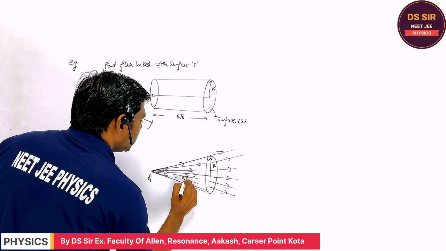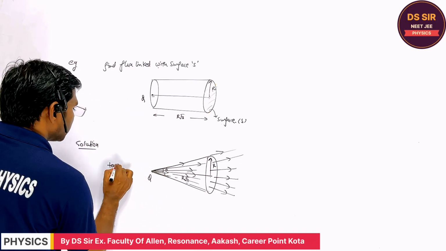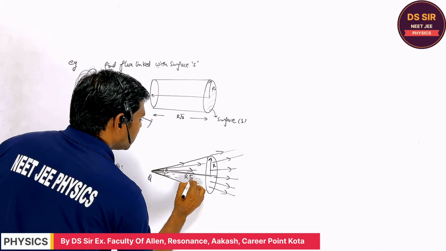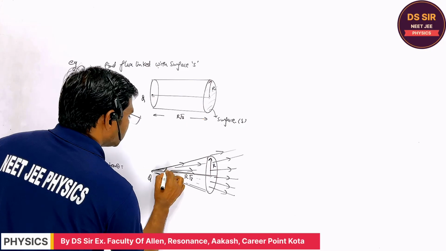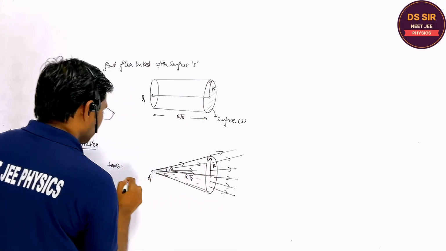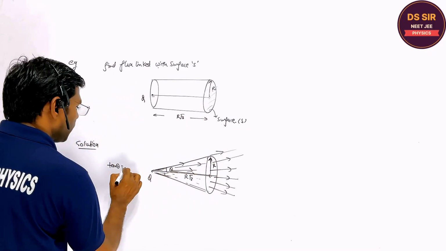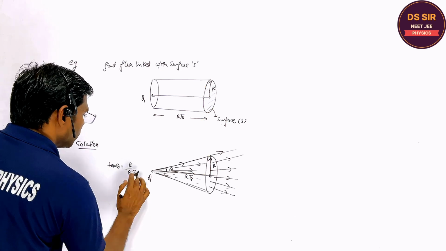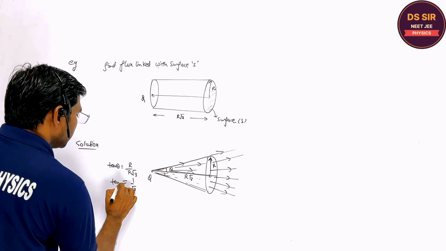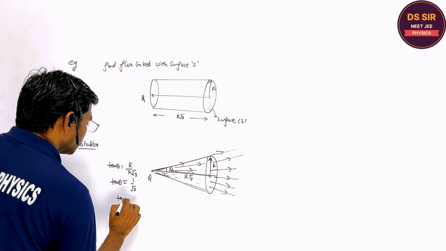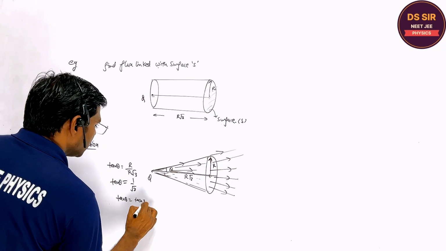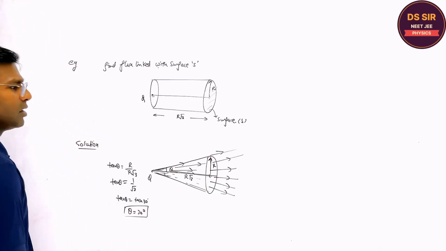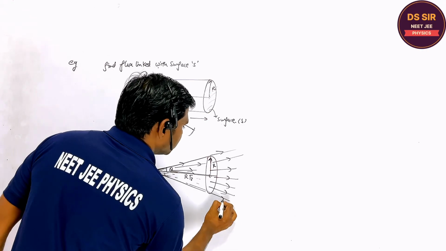So how to do that? This is r root 3. What is the tan theta over here? If this is the r root 3 distance, this angle is say theta, and this is r. Tan theta is perpendicular upon base, so this is equal to 1 upon root 3. So tan theta is equal to tan 30 degree. So the theta value is 30 degree.